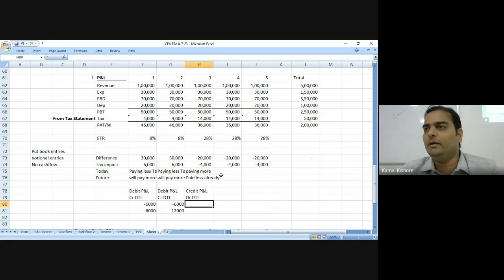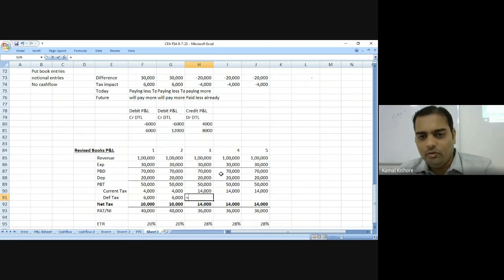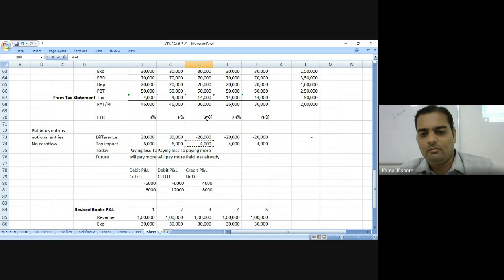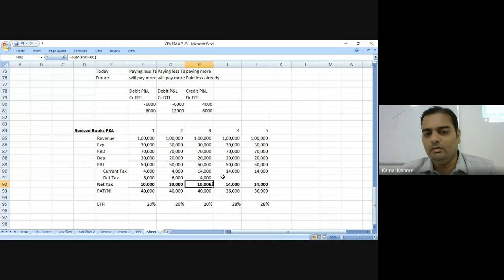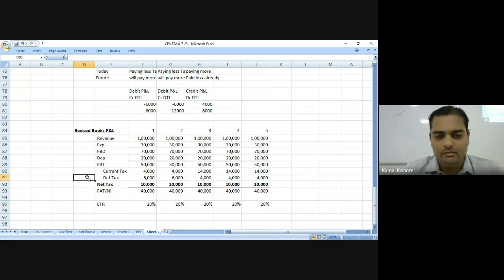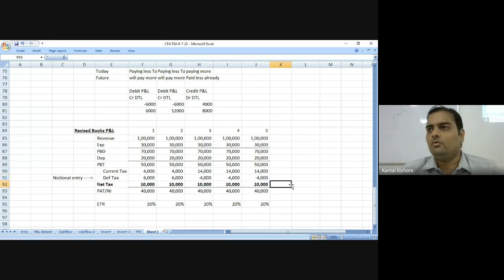Right? How much credit P&L? 4,000. DTL will be 8,000. So what will happen? You will take this number from here, 10,000. Similarly, let's see now what is happening. This is only a notional item. This is notional entry.